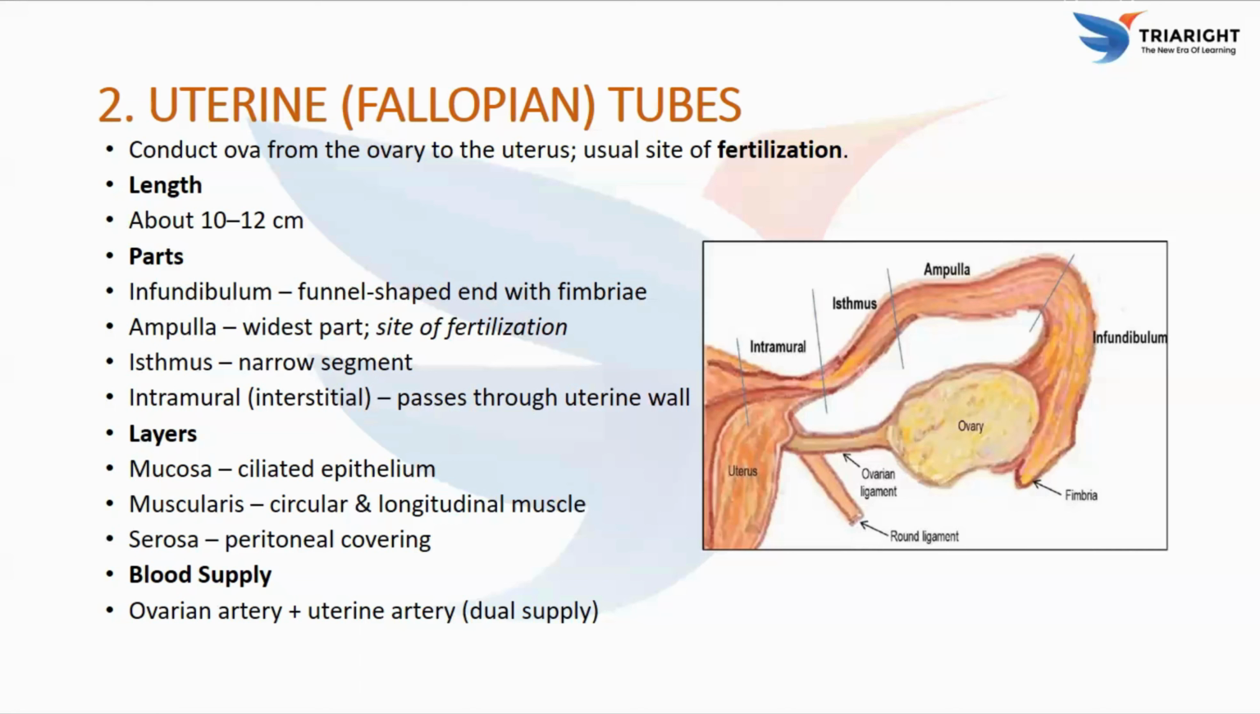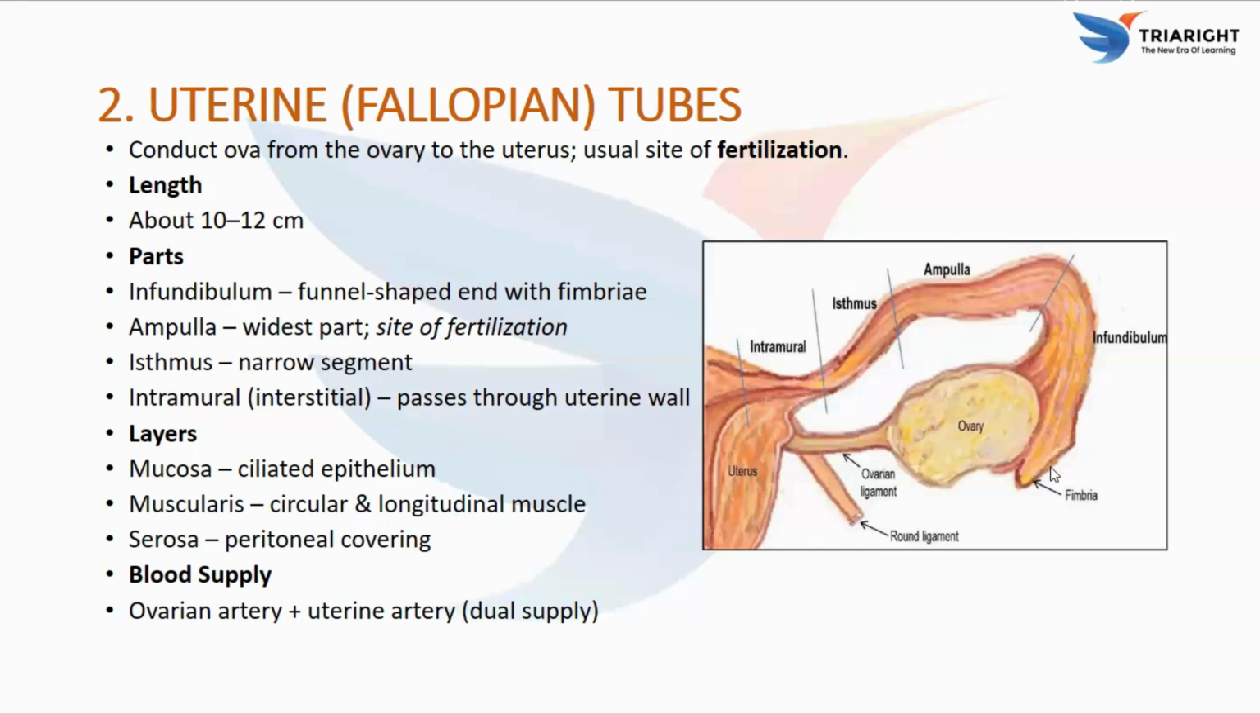And the second layer is muscularis, which has two muscle layers, circular muscle and longitudinal muscle. This causes peristaltic contractions, which create gentle squeezing movements. This muscularis helps to move the egg and also sperm inside the tube. And serosa is the outer covering made up of peritoneum. It is a smooth surface that reduces friction.